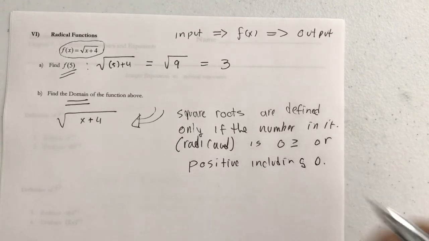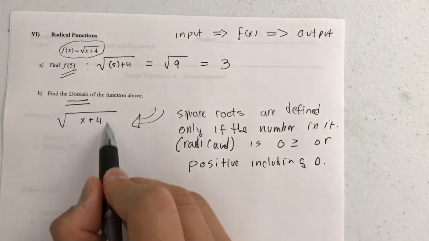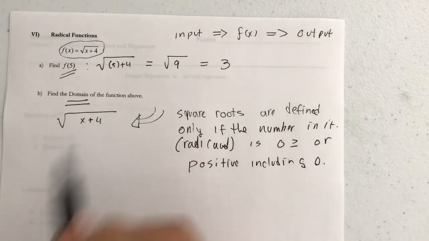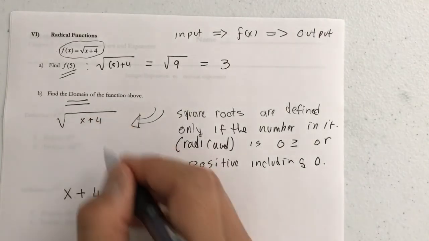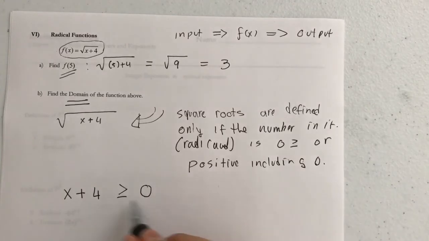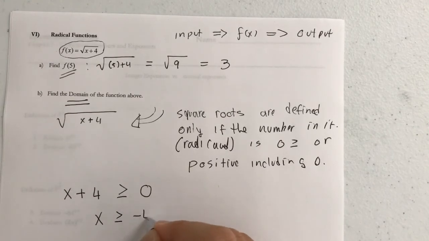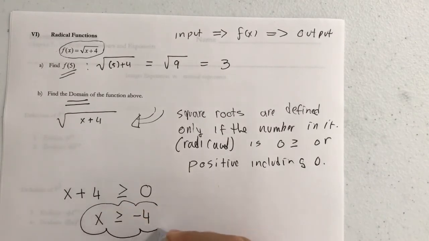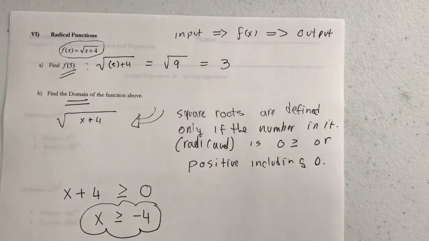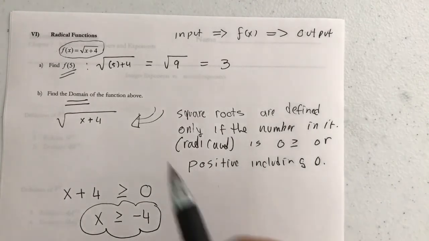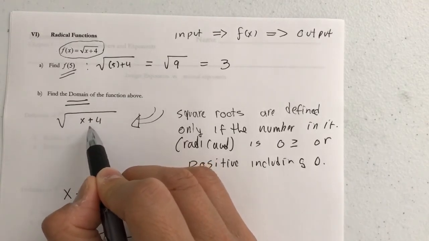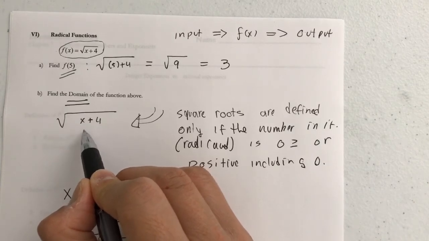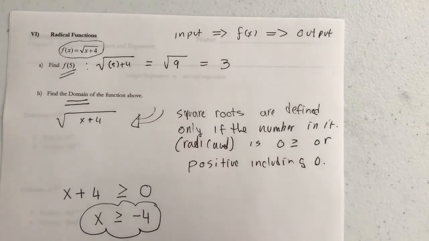So what we do to find the domain is look for numbers that are not allowed to go in here. This value right here must be a number that's larger than or equal to 0. If we solve this inequality, we subtract 4 from both sides, and we get x is greater than or equal to -4. That tells us that any number that's greater than or equal to -4 will make this statement either 0 or positive, which has an output.